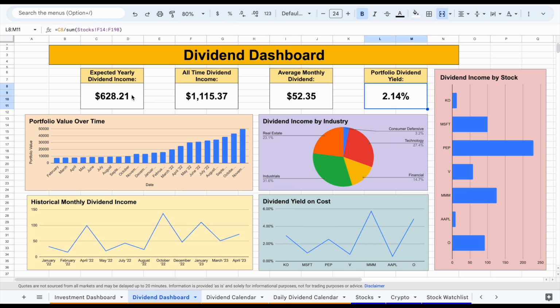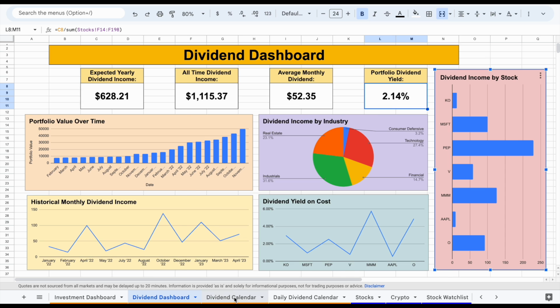So you can see our expected yearly dividend income, our all-time dividend income, our average monthly dividends, and our portfolio dividend yield. We're going to be able to see our portfolio value over time, our historical monthly dividend income by industry, so you can see exactly where your dividends are coming from, dividend yield on cost, and then of course we want to be able to see how much dividend income we can expect to receive each year from each of our positions. So it looks like in this scenario, we'd be receiving around $230 a year from Pepsi.